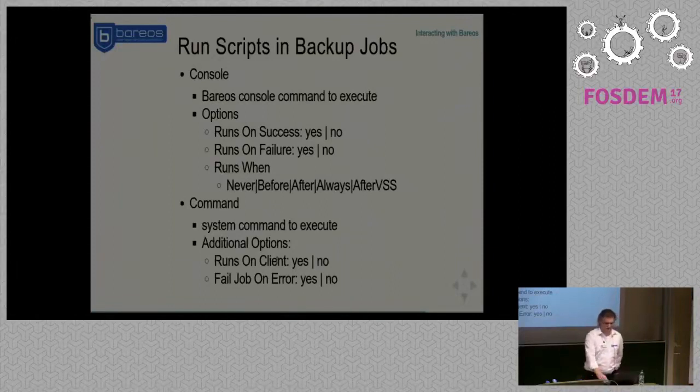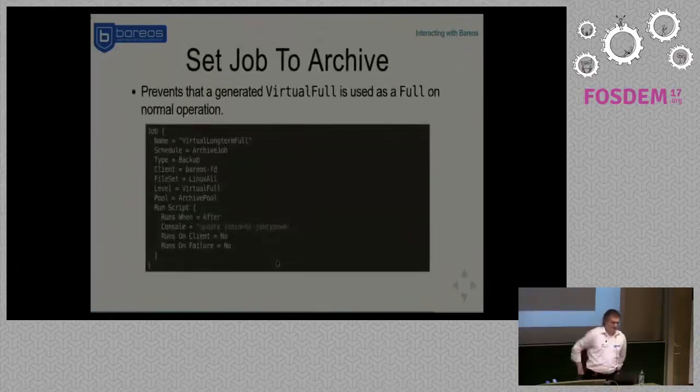Some examples: if you want to create a virtual full backup from your existing backups and store it somewhere else, in an archive pool, but don't want this newly generated virtual full to be used again as a base for the next virtual full, then you create your virtual full, store it in the archive pool, and after you have done so, update the job ID, because you know the current job ID by this variable, and change the type from backup to archive. Archive jobs are similar to backup jobs, but they are not used internally for any other actions.